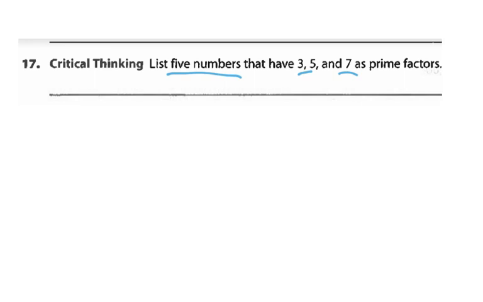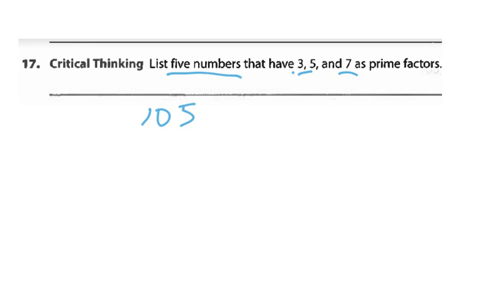Okay? So first of all, the easiest way to do this is to take 3 times 7 in your calculator, and you get 21, multiply that by 5, and I get 105. So 105 has those three numbers definitely as prime factors, right? Because I just multiplied them all together. So that has to be one that has all of them.